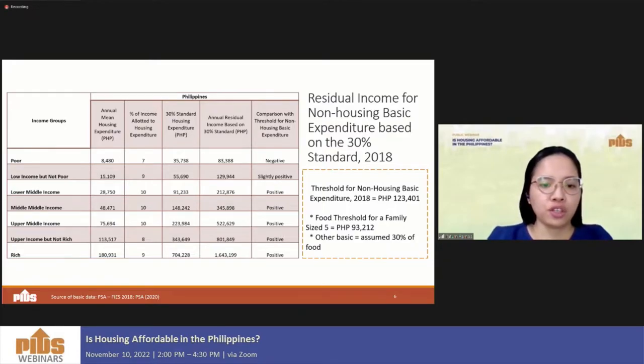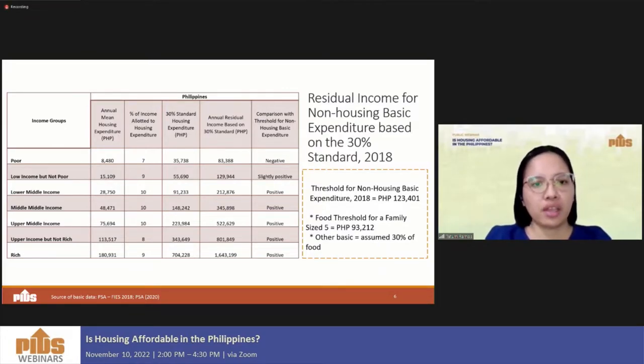If you look at the third column of this table, you will notice that the percentages are around 10%. And that would give an impression that housing in the Philippines was affordable back in 2018. However, we knew that we had to make additional verifications on this. So first, we tried getting the 30% standard housing expenditure.